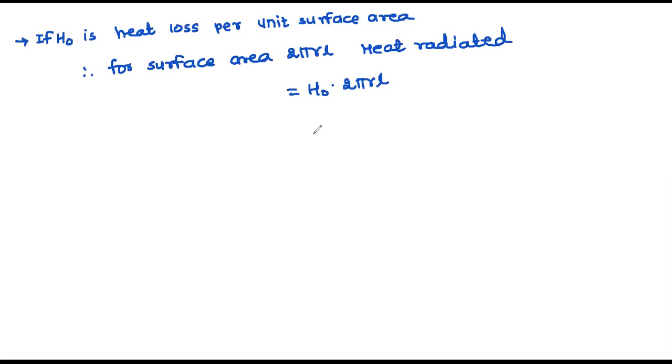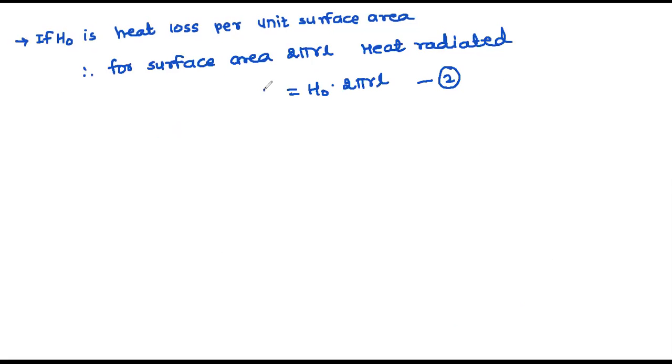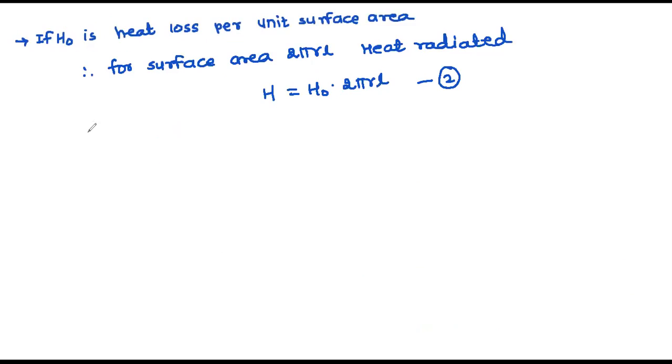Now let us assume that this is your equation number 2 and this one is your equation number 1. H naught into 2 pi RL, this is complete H also I can say. And this one is also H. So at thermal equilibrium, both equations we should equate.